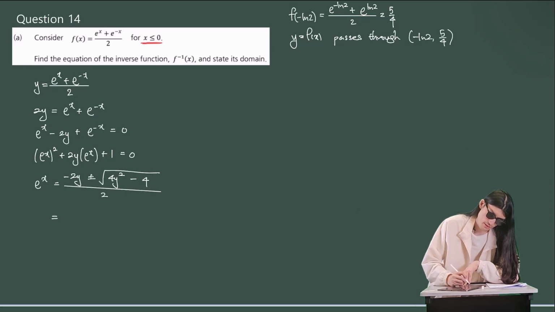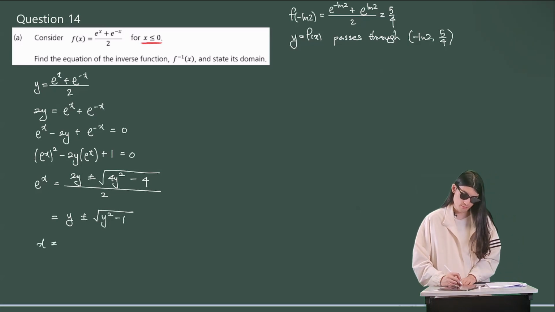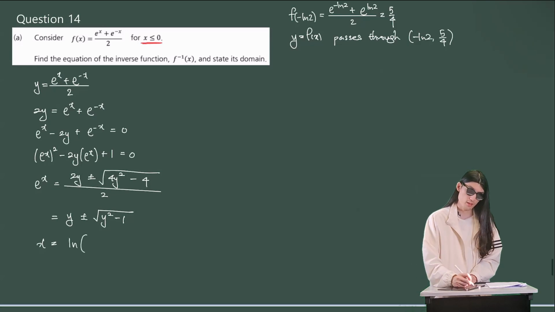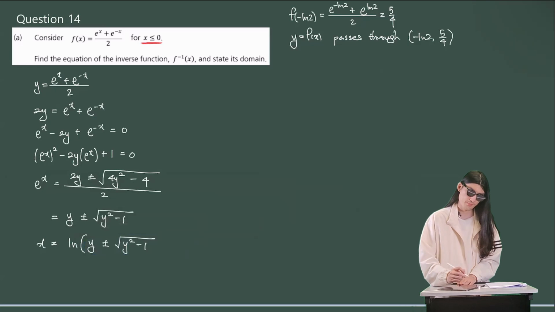which if you do some simplification, and sorry, this was meant to be a minus here, wasn't it? So no minus in the quadratic formula. And if you do the simplification, you get this. So x is equal to ln of that thing.